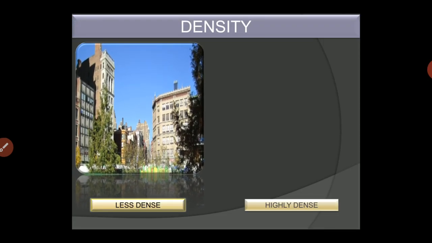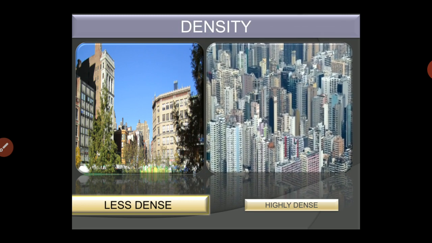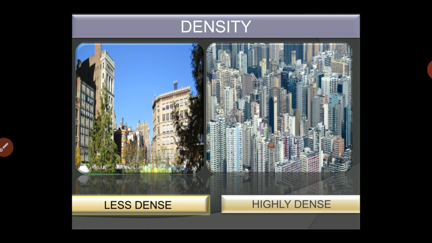So you can see these rows of buildings over here, they look crowded now, but what about this? Is this dense or the other picture? Yes, now you understand why I wrote the less dense and the highly dense. Well, this is the basic thing that you know about density. Let us talk about the definition of density.